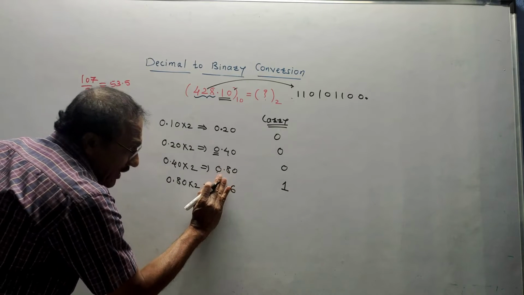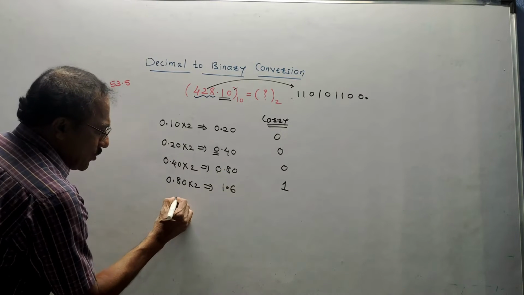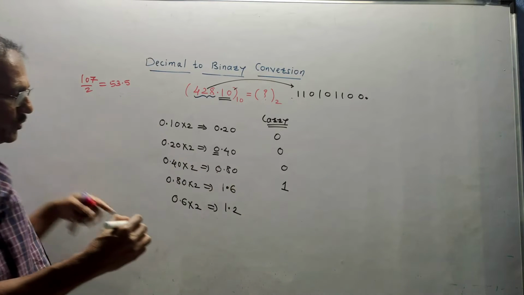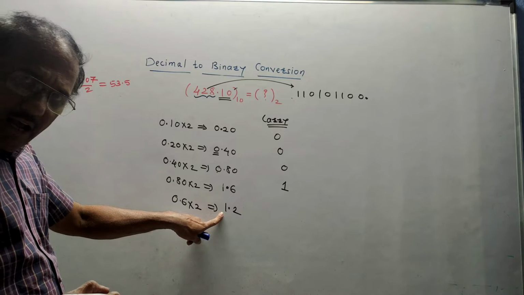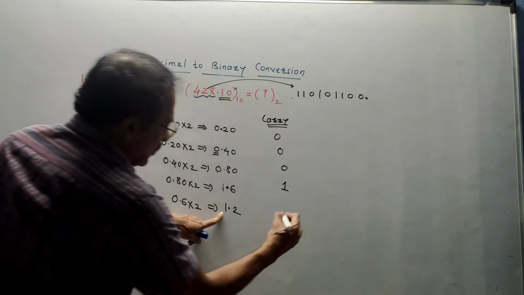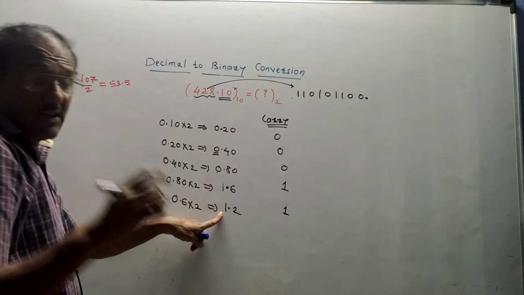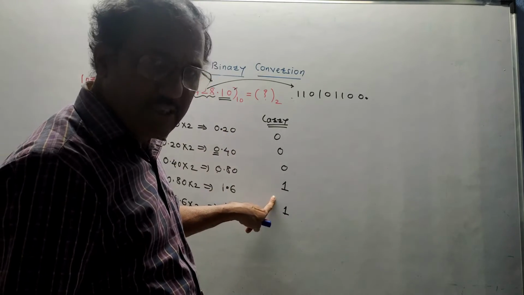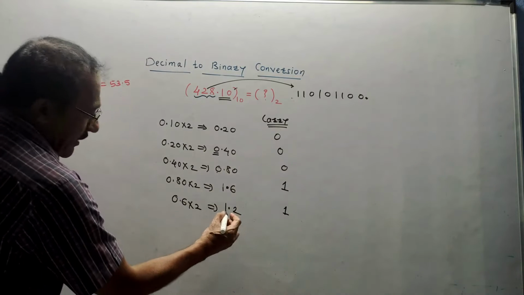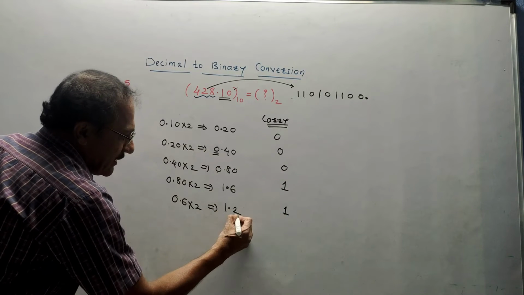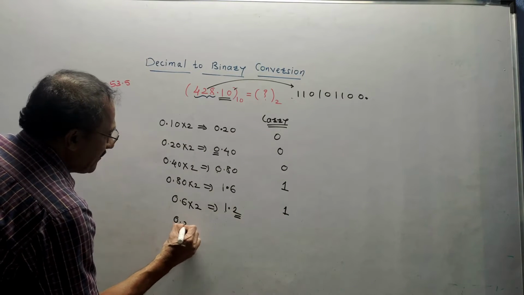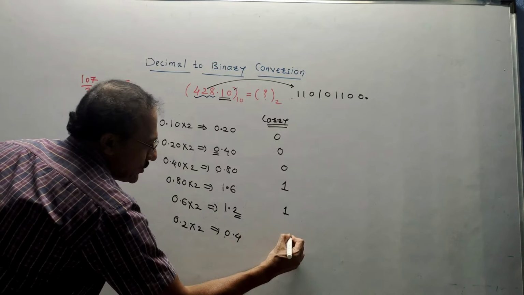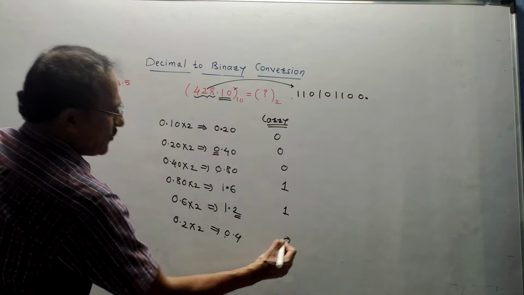Now skip this one. What is the remaining part? 0.6. So now multiply 0.6 by 2. The answer is 1.2. Again you are getting something as an integer part, so write the carry as 1. Keep in mind, we are dealing with the binary number system, so this carry must be in terms of zeros and ones. Now the remaining part is 0.2. So multiply 0.2 into 2. You are getting 0.4. Again you are getting 0, so write this carry as 0, and so on.